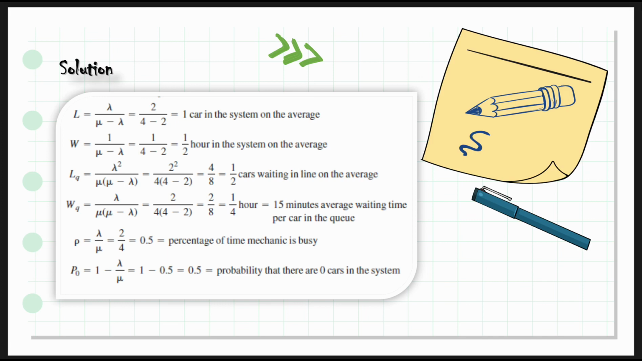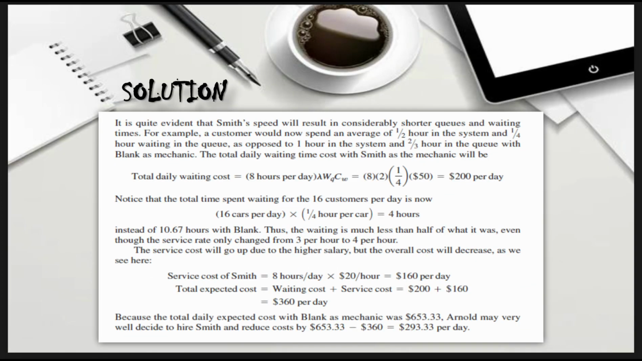To solve the utilization factor, P is equal to 2 divided by 4 and that would be 50% of the time the mechanic is busy. And probability that the system is empty would be P sub 0 is equal to 1 minus 0.5 and that would be 50% probability that there are 0 cars in the system. So next, tulad kanina, nag-trial and error siya kung sino ang pinakamalapit na value and percentage dun sa given na numbers ng car. It is quite evident that Smith's speed will result in considerably shorter queues and waiting times.